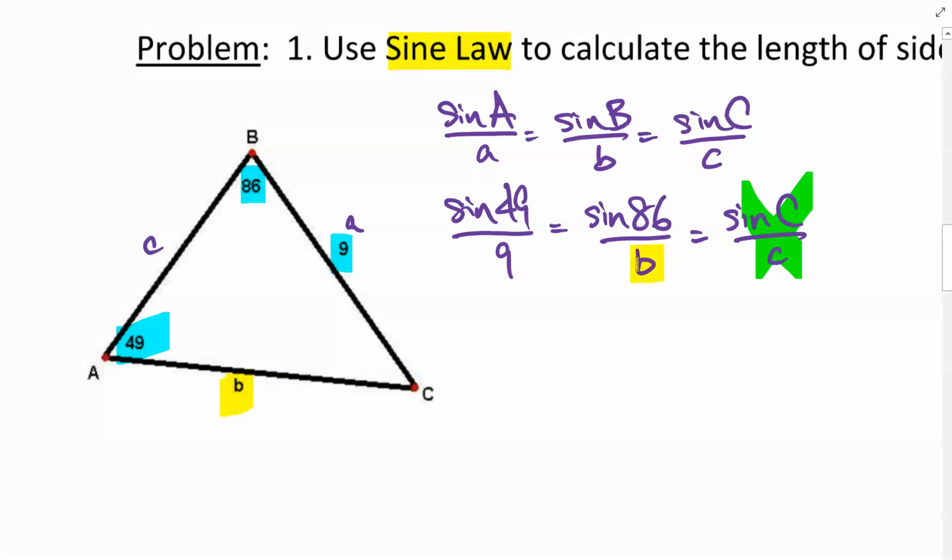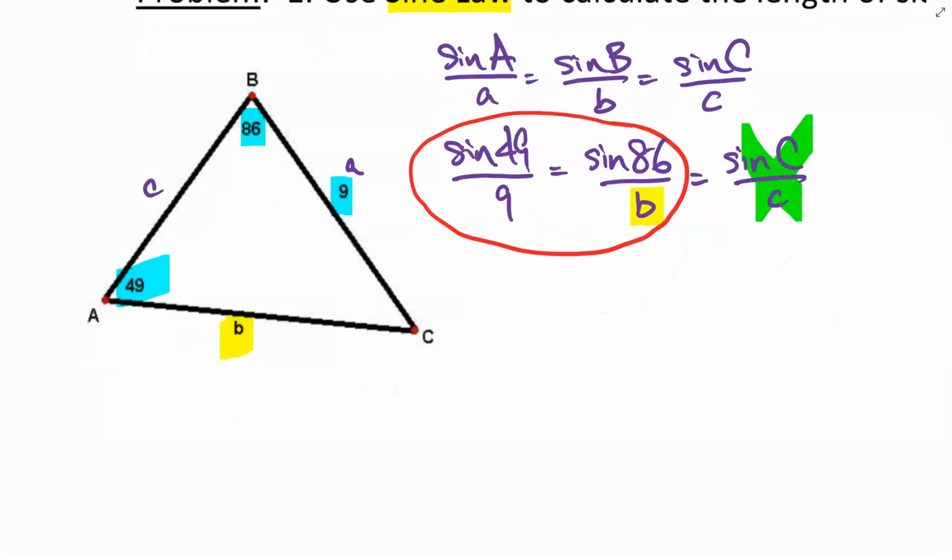So if we're trying to find side B, we definitely need this ratio, the sine 86 over lowercase b, and we should also use the sine 49 over 9. This will help us create an equation where we can solve for a variable, as long as the equation has only one variable, and this is the case. So let me show you the steps. We are going to cross multiply like this, and that will look like this: b sine 49 is equal to 9 sine 86.